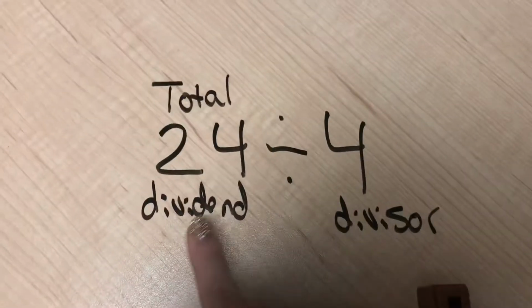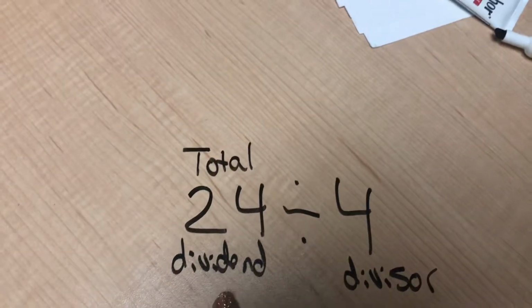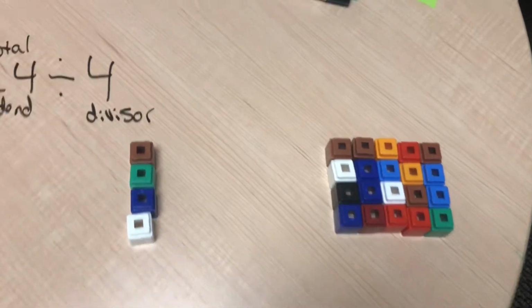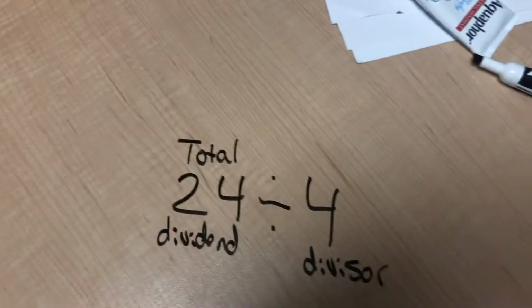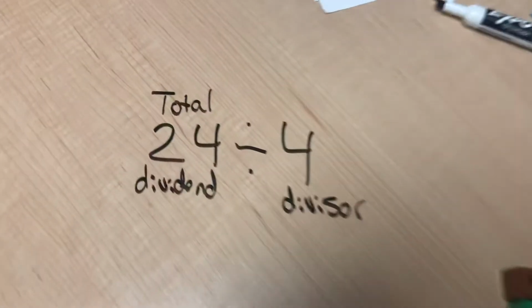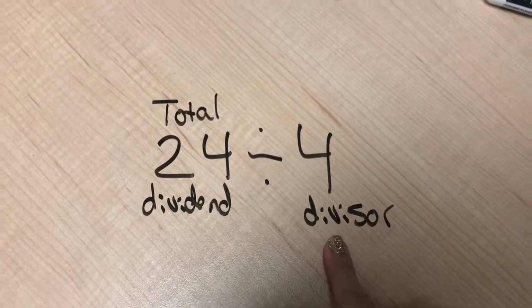Well, first of all, we need to make sure our students understand that our dividend is our total. So for my array, my total can only be 24. In this case, I'm using little Unifix cubes, and so I've thrown together 24 cubes at this point. I know they're nice and pretty, just to help this go quicker. And now I know I need to put it in 4 equal groups.